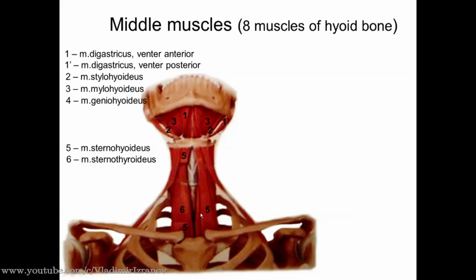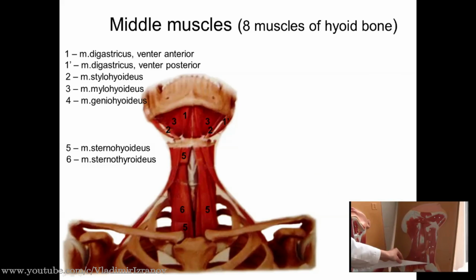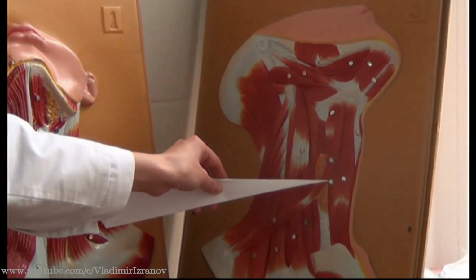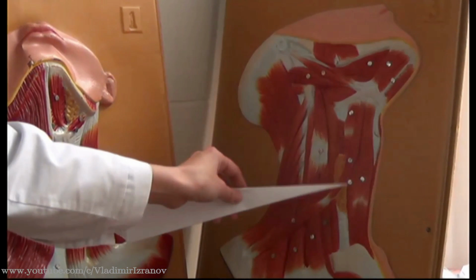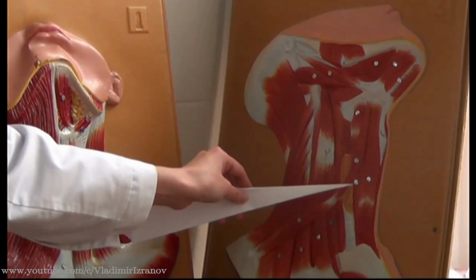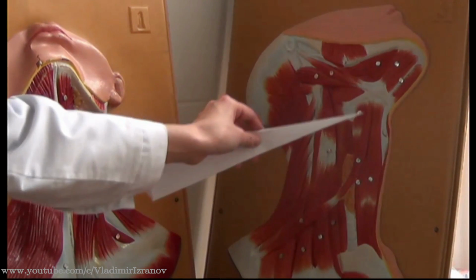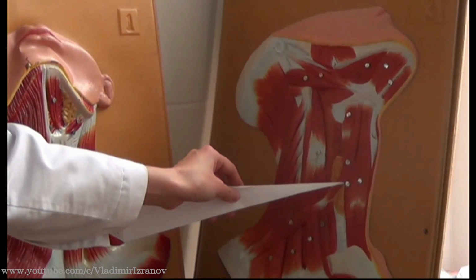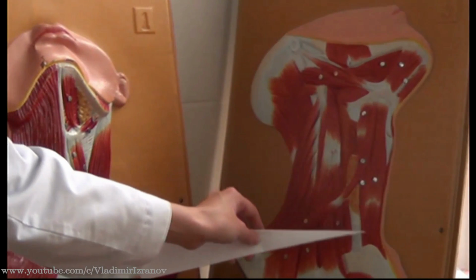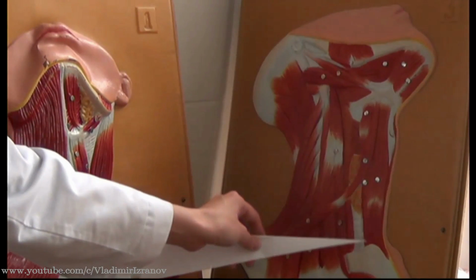And in our planchette, we shall also find it. Here it is, close to musculus sternohyoideus. This is sternohyoideus and this is sternothyroideus, more deeply. Thank you.